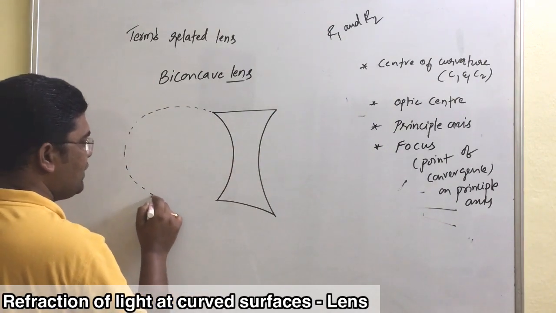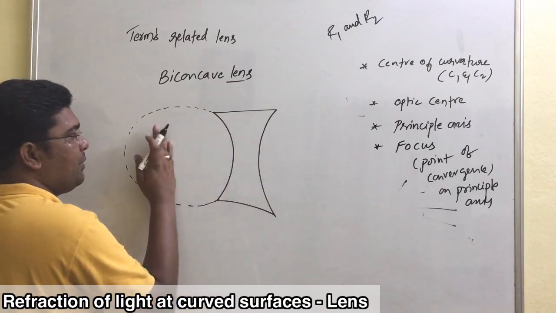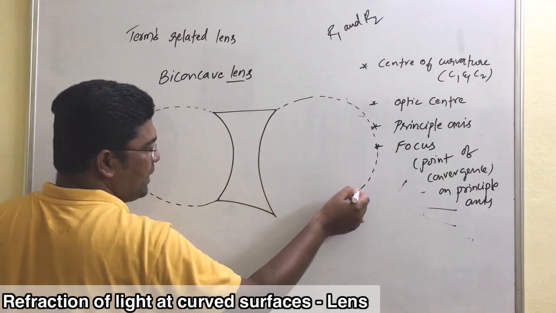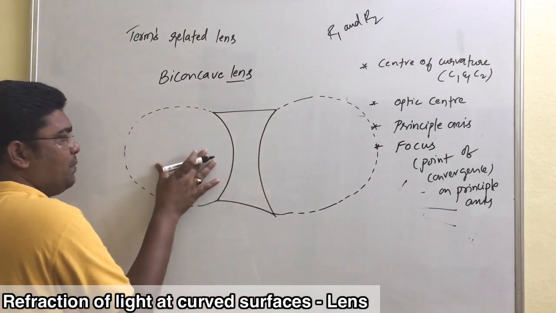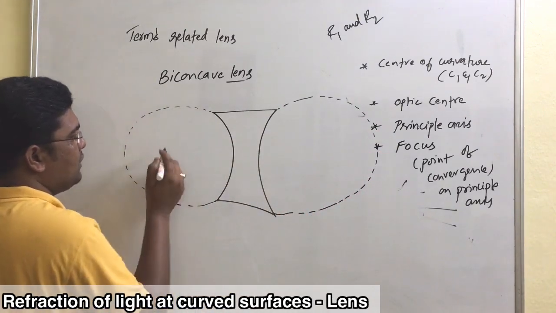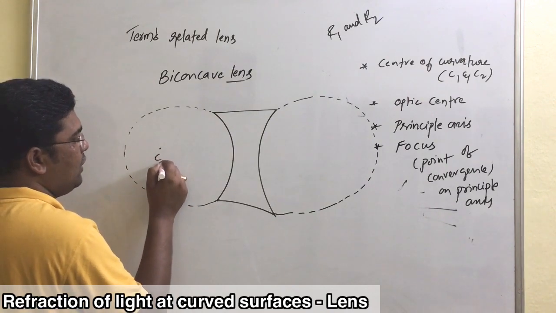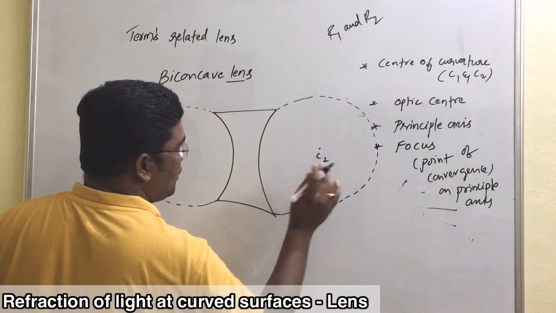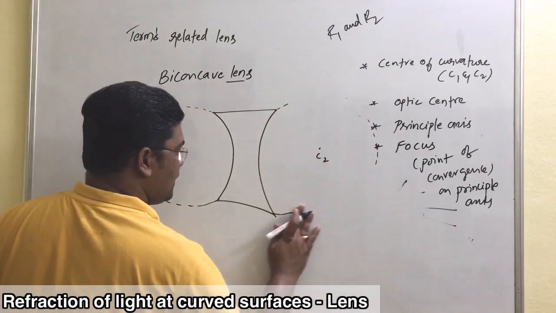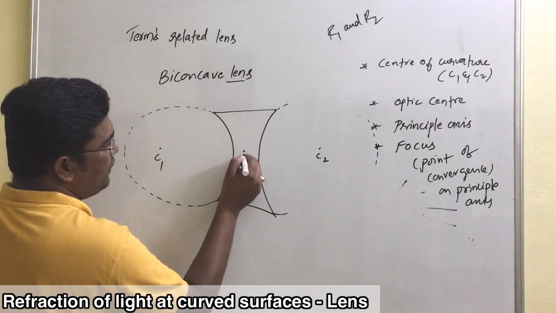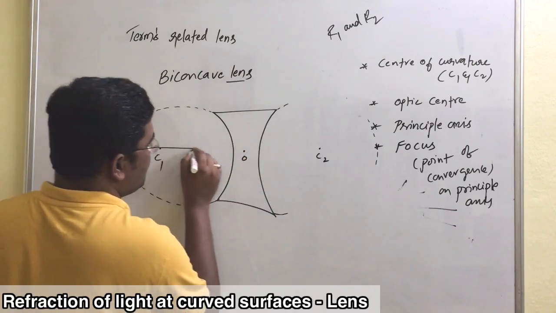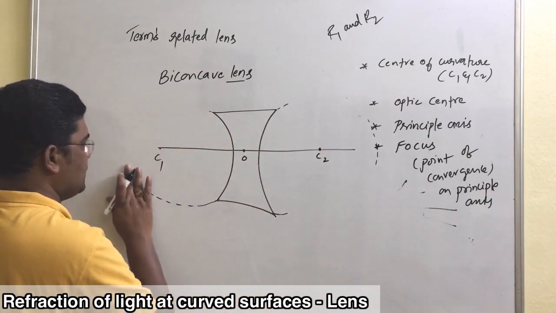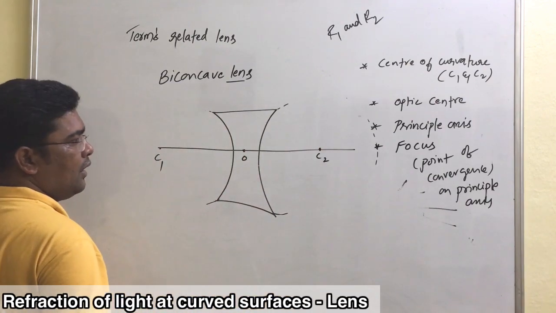This is one spherical surface. This part of the lens is prepared from one spherical surface, and this part of the lens is prepared from another spherical surface. This part we assume as the first spherical surface, so the center of this spherical surface we call center of curvature C1. The center of this one we call C2. Clear? Now optic center: the midpoint of the lens we call optic center. A line drawn through the optic center and centers of curvature we call the principal axis. Very clear? Okay. Now focal length.